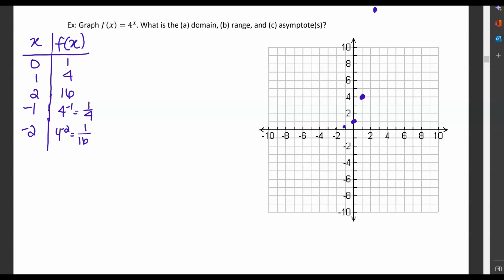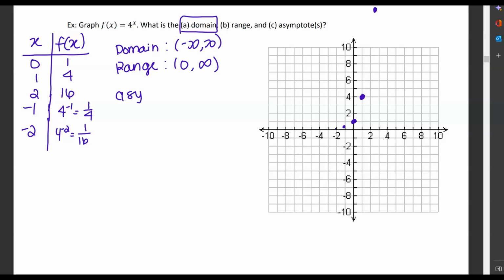Okay, so we will see, again, our domain here doesn't change. Our domain will be negative infinity to infinity. Our range, so notice our b is greater than 1, so then our range is just going to be from 0 to infinity. And any asymptotes? Our asymptote is just like before. Asymptote is at y equals 0. That's our horizontal asymptote. So we're going to see our horizontal asymptote here.